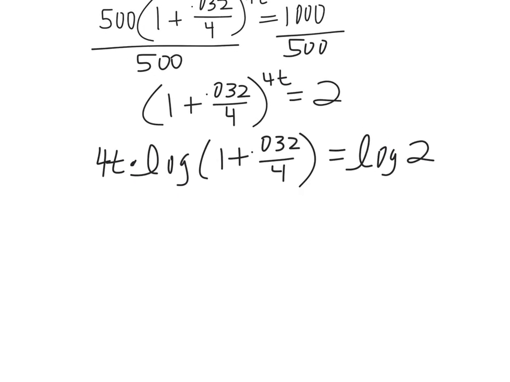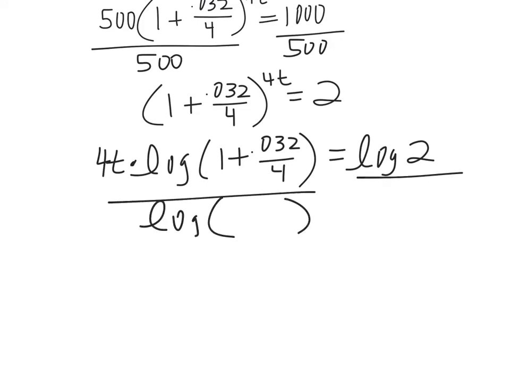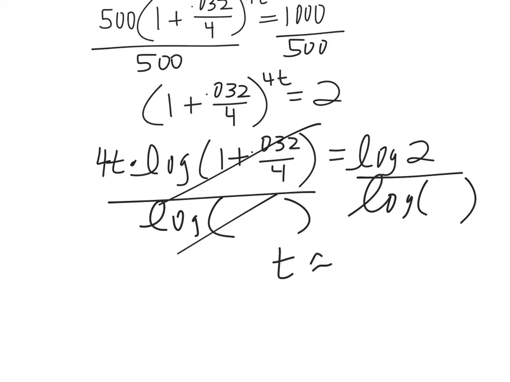I think you should do it on your calculator. We're going to divide by the log of all this stuff on both sides. And then I'm going to divide by 4 at the very end. So let's see if you can do this. You should put log 2, parentheses, divided by log of 1 plus 0.032 divided by 4, close the parentheses. I would hit enter there, and then I would, at the very end, divide by 4. So it's going to take her about 21.75 years.